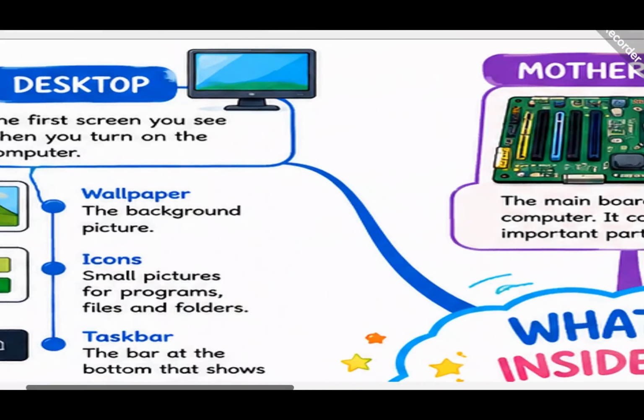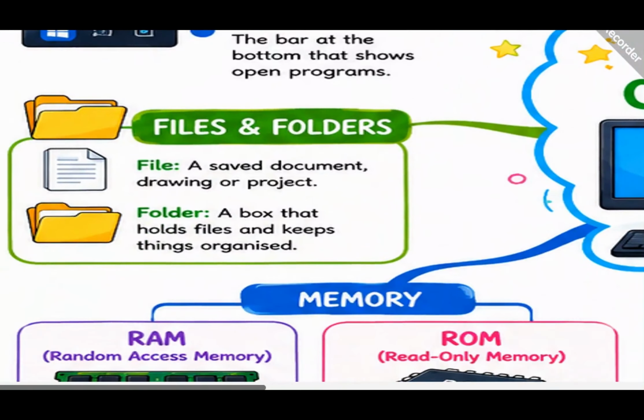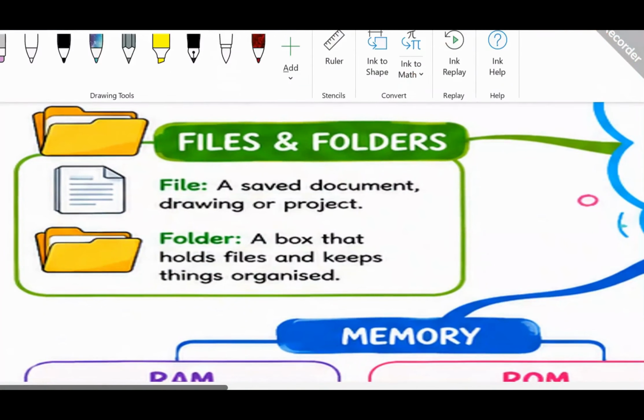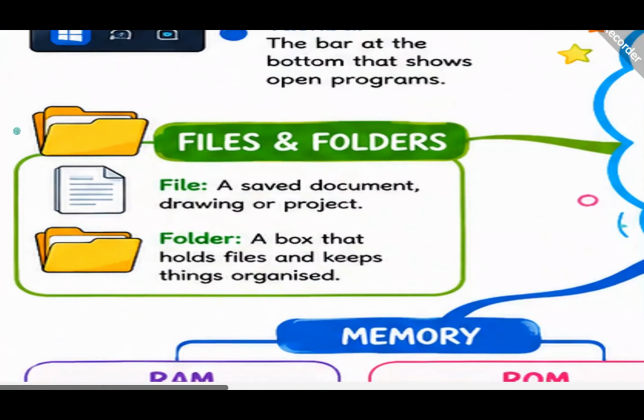Now we will study the next most important component of computer, that is files and folders. Here we have two components. First we'll study files. Files are the saved documents, drawings or projects in your computer, and folders are the way to organize those files, like a box that holds files and keeps things organized. So these are the two most important parts of computer: files and folders.